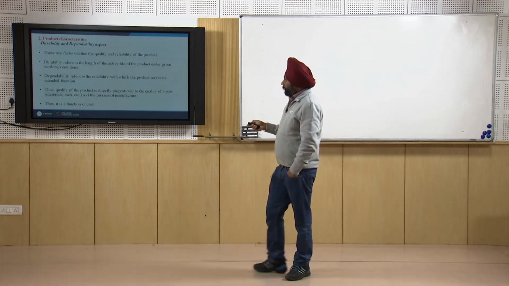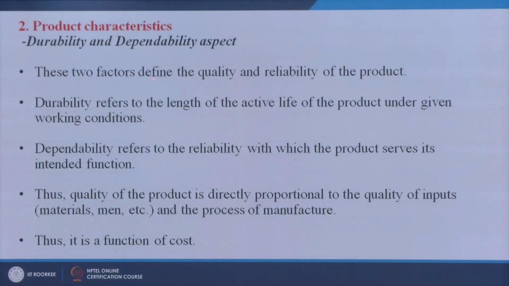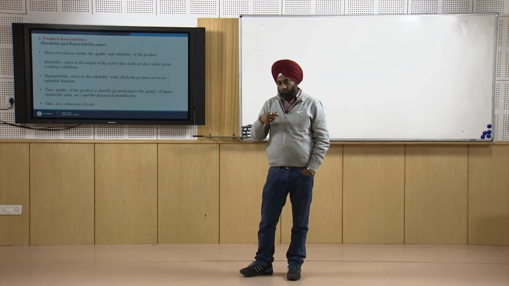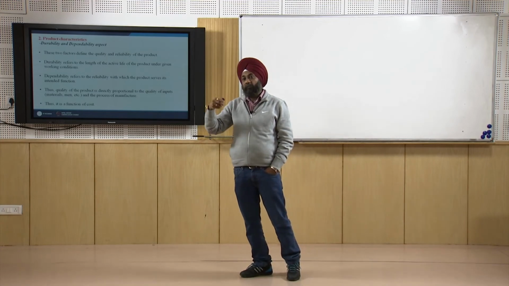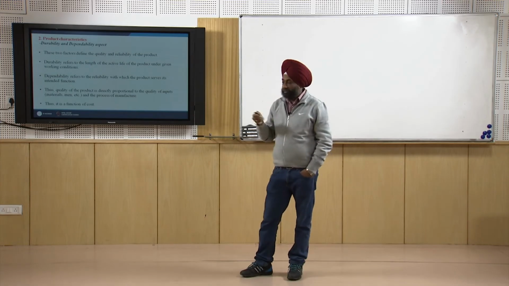Now durability and dependability. Durability is in respect of time. These two factors define the quality and reliability of the product. Durability refers to the length of the active life of the product under given working conditions. So it is in respect of time. Suppose we are buying a jacket, so we would expect it to function for maybe 3 or 4 years. So that becomes the durability of that jacket.